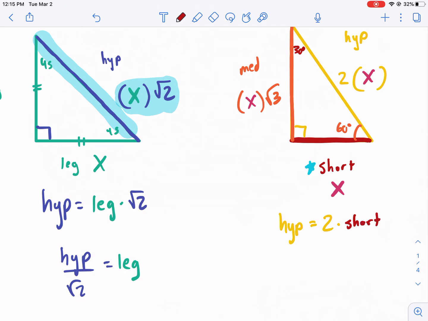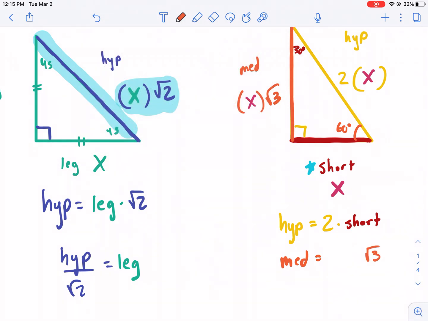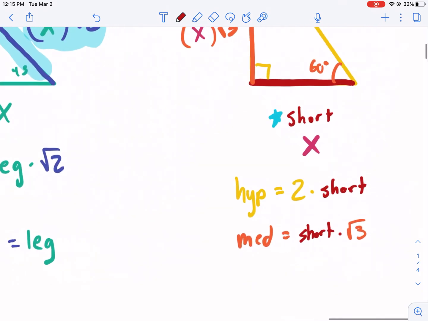And then we have the medium, which is equal to the short. I'm going to write short first, and then I'm going to write radical 3 here. The short times radical 3. So radical 3, radical 2 times 2, okay? And you can solve for the short side.